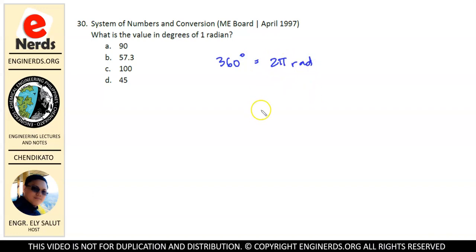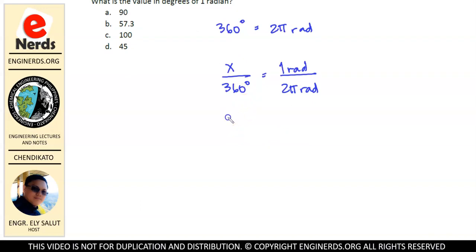So all we have to do here is to use ratio and proportion. So x over 360 degrees will be equal to 1 radian over 2 pi radians. Okay, so this is just ratio and proportion. Now, makikita natin dito yan. x is equal to 1 radian times 360 degrees over 2 pi radians. So we can solve for our x in here.